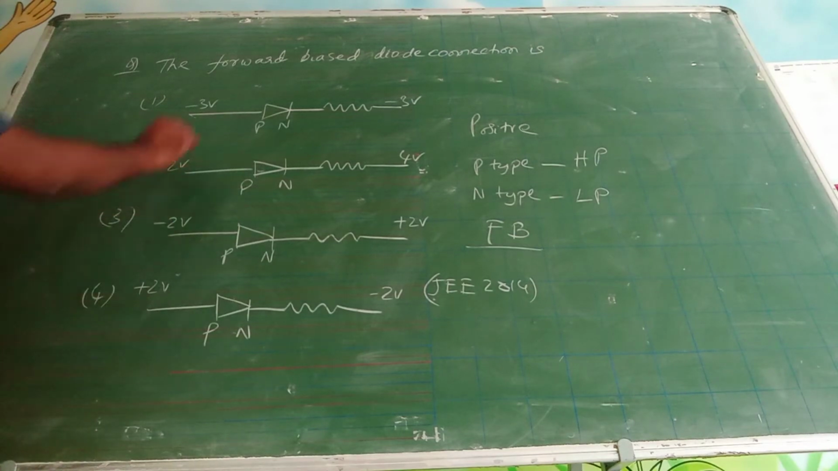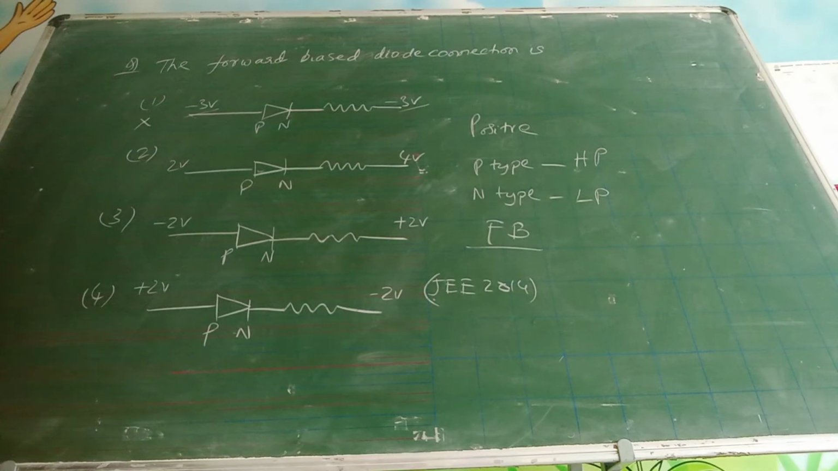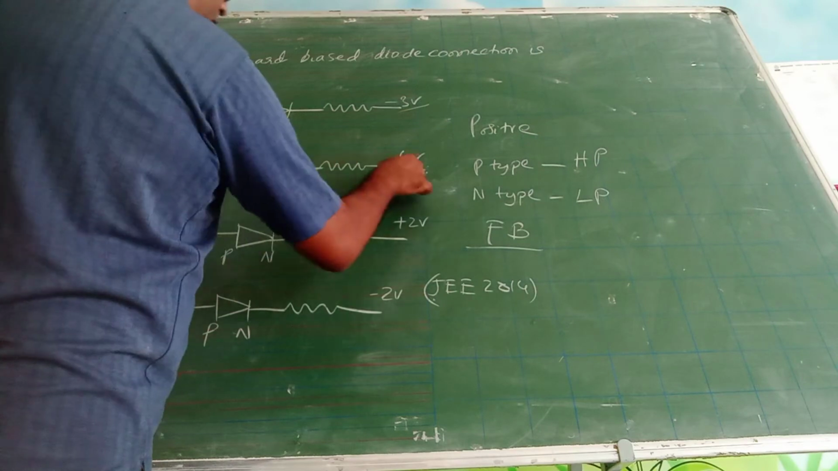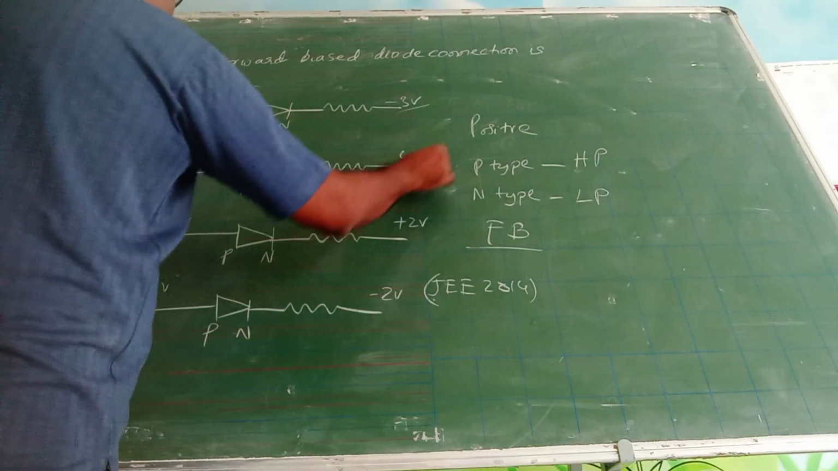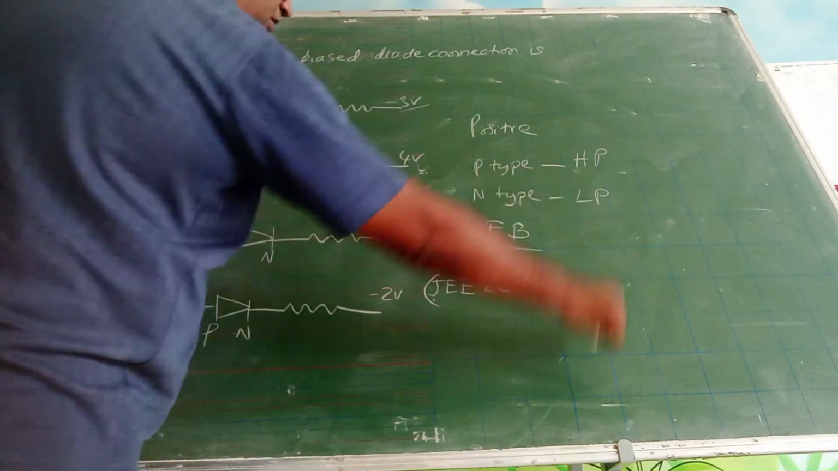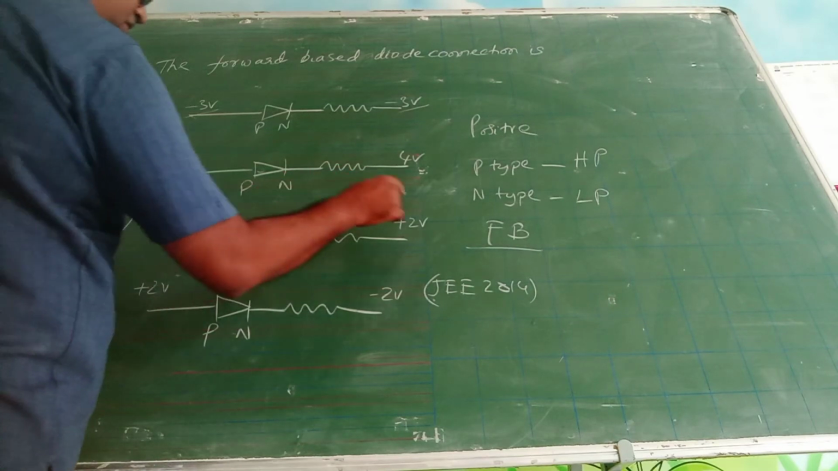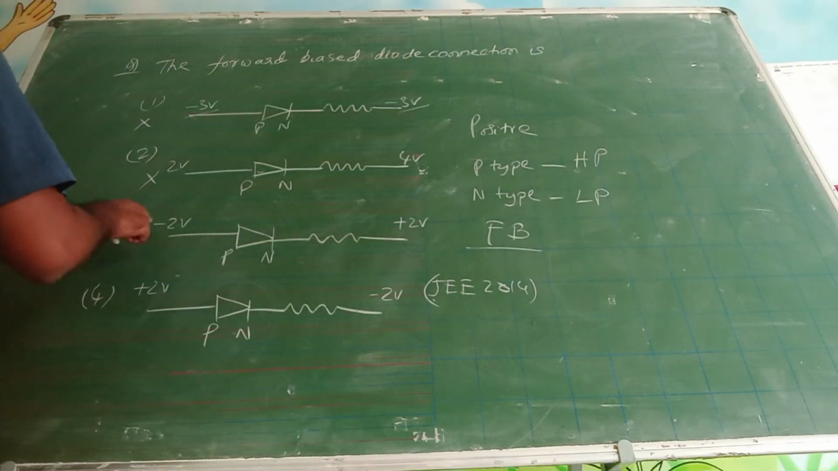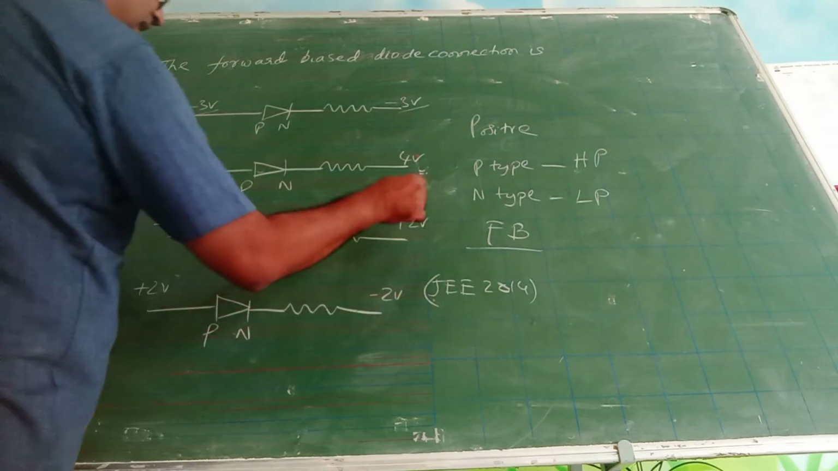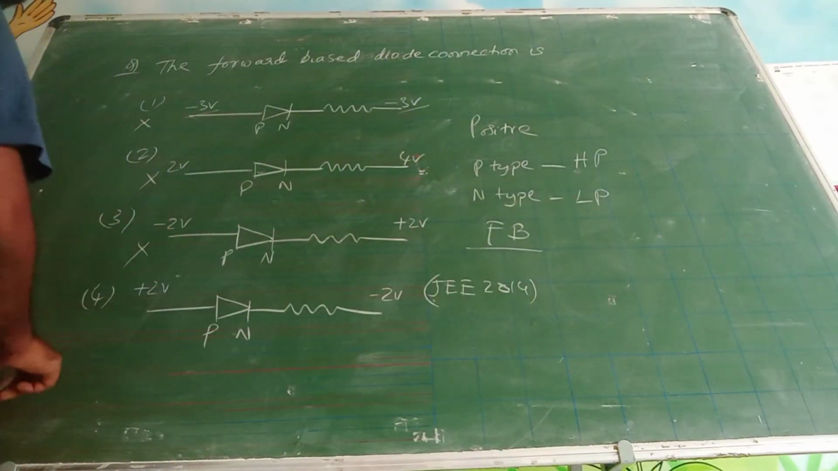Look at this option. This is minus 3 volts, this is minus 3 volts, both are the same. This cannot be the option. Look at this option. Positive is connected to 2 volts and this is connected to 4 volts. Of these two, this is the higher potential. So negative is connected to the higher potential, but negative should be connected to the lower potential. This is wrong. Look at this option. Minus 2 volts, plus 2 volts. Positive is connected to the lower. Out of these two, which is higher? This is higher, right? So negative is connected to the higher potential, but negative should be connected to the lower potential. This option is also wrong.